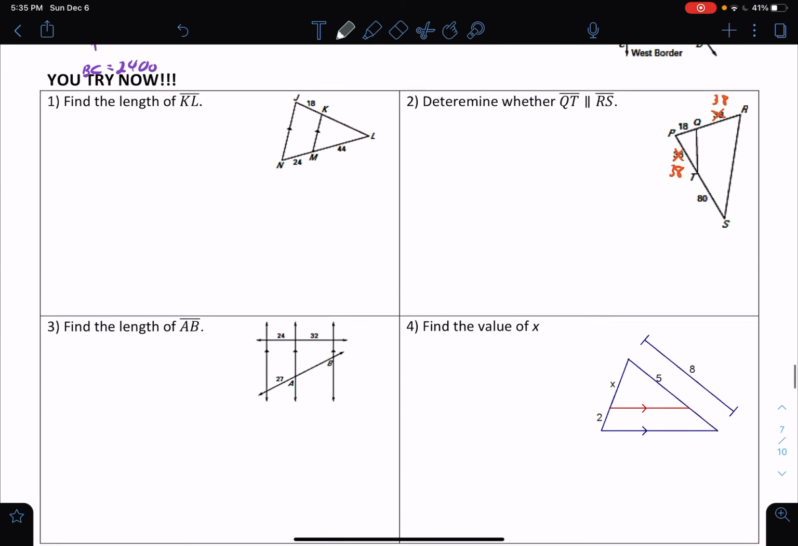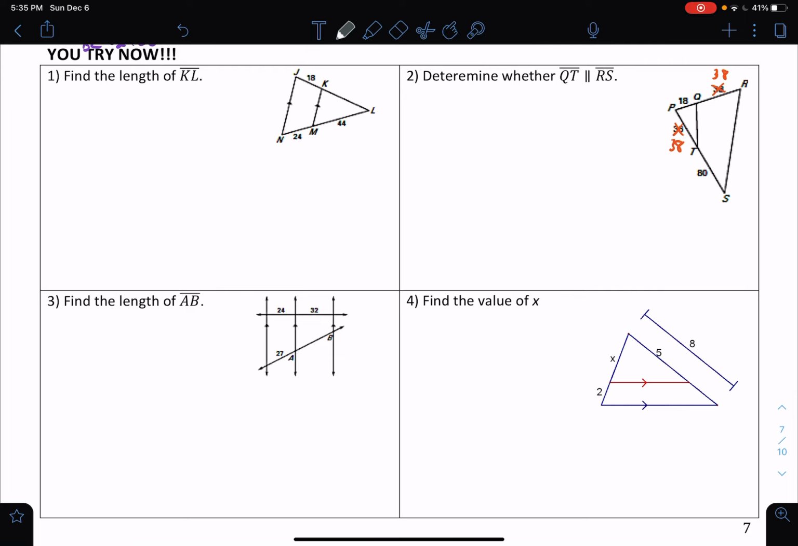So you got 4 you try now problems. Try those on your own. 2, I think the type is just hard to see. So both those numbers are going to be 38s. And then we got an 18 as PQ and an 80 as TS. All right, so try those 4 you try now problems.